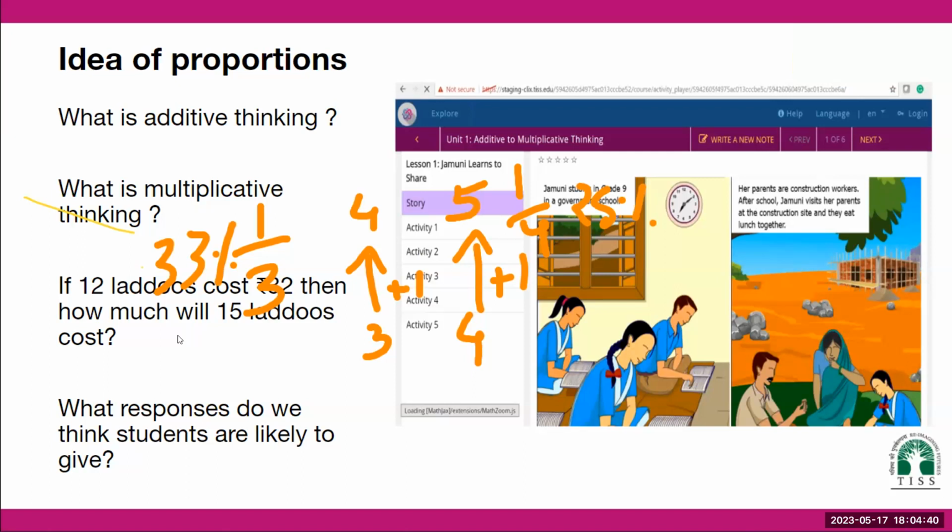So what we as teachers need to do is to understand which are the situations where true multiplicative thinking is required and which are the situations where additive and multiplicative thinking both perhaps can be used. And gradually we need to introduce those situations where true multiplicative thinking is required and make students comfortable with using multiplicative thinking in those cases. I hope it makes sense.